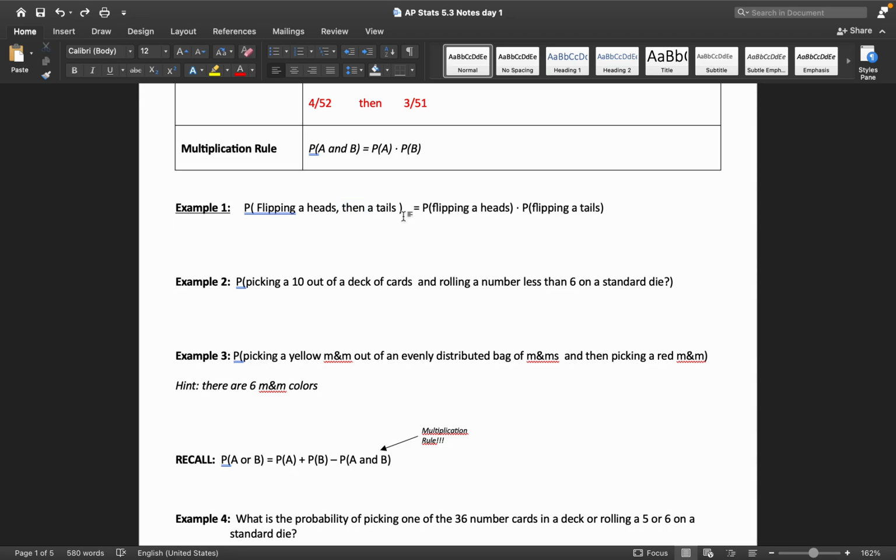So I could either use 1 coin, flip a heads, and then flip a tails, or I could take 2 coins and see if I get a heads for one and a tails for the other. That probability would be a heads for the first coin is 1/2. The probability of a tails on the second coin is also 1/2. So the probability of a heads on one and a tails on the other would be 1/2 times 1/2, which is 1/4.